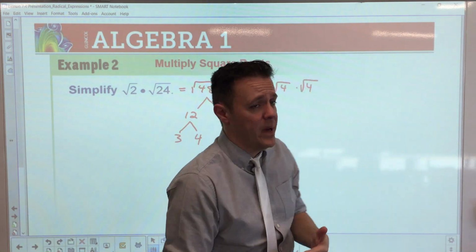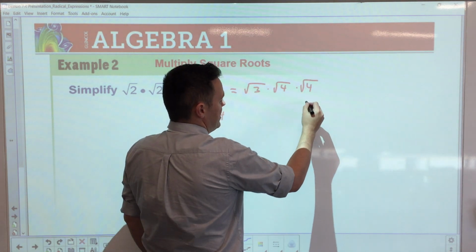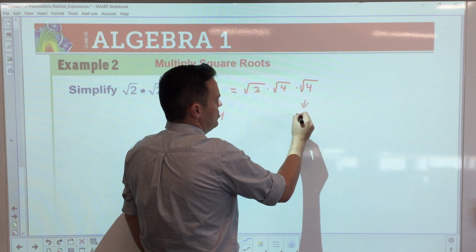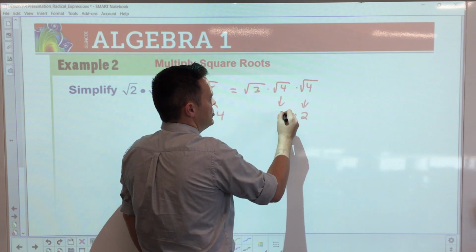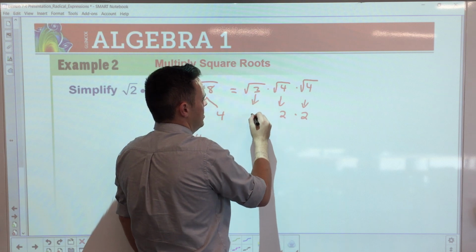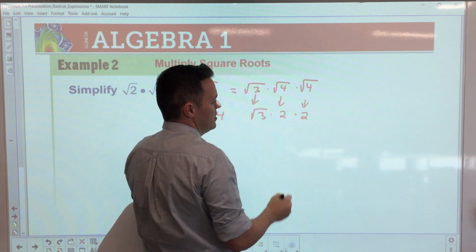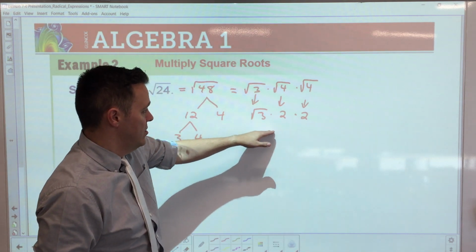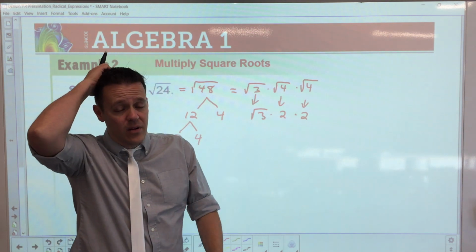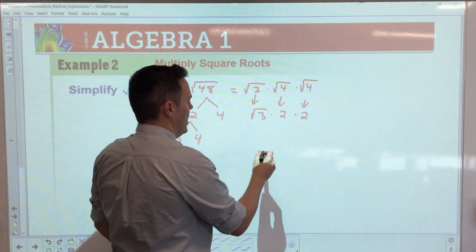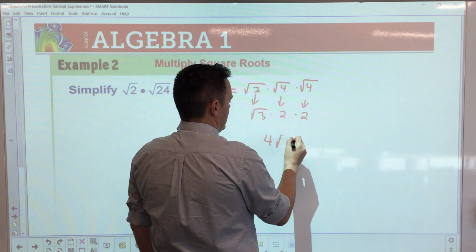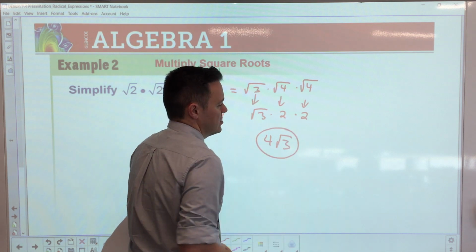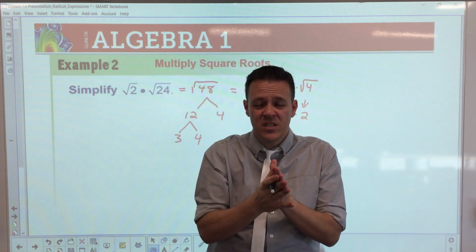Now you simplify as best you can. Can we simplify this? Yes, we can. This would be 2 times the square root of 3. Okay? Now, can you combine anything in there? Yes, you can. 2 times 2 is what? 4. There's that answer.